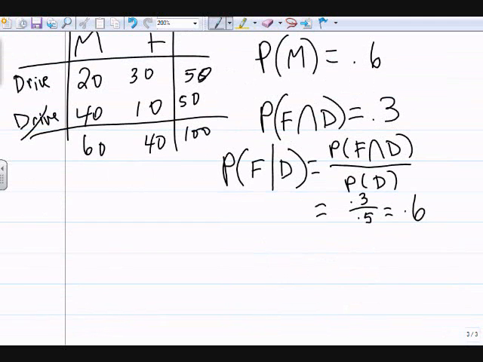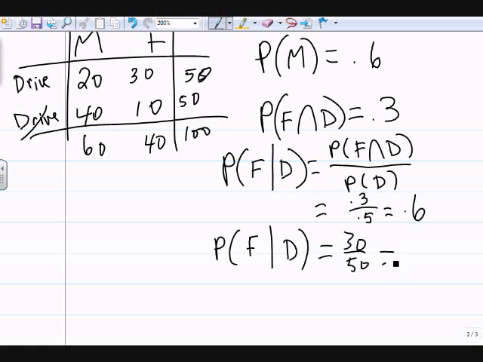Okay, so there's how my conditional probabilities work with a table. Notice the probability that somebody who's a female and drives, given that they're a driver, is 30 out of the driver's row: 30 females out of the 50 drivers, which is 0.6. You can figure it either way.